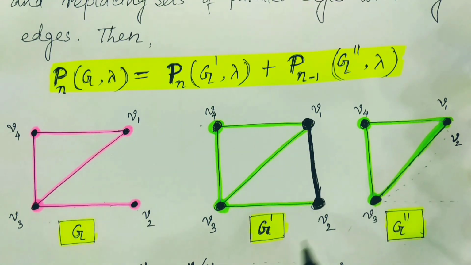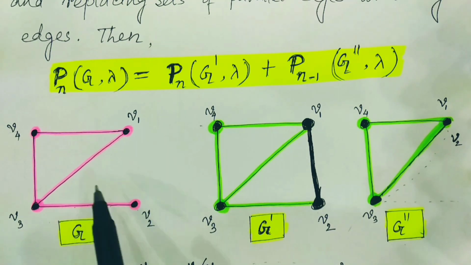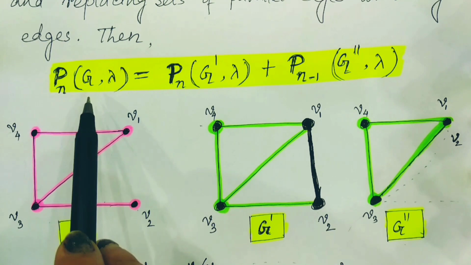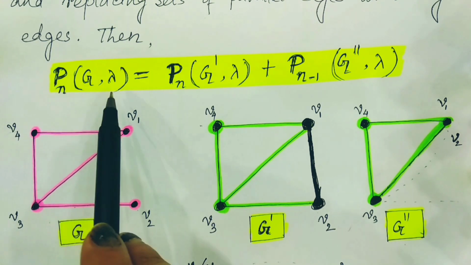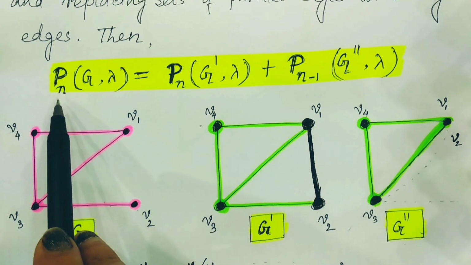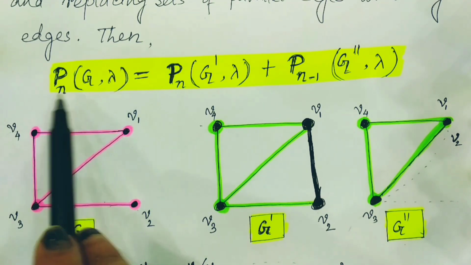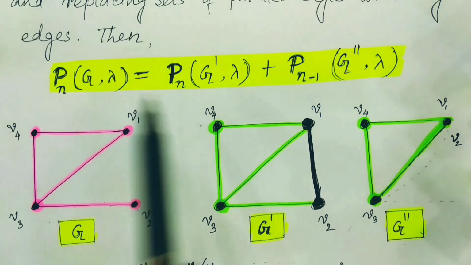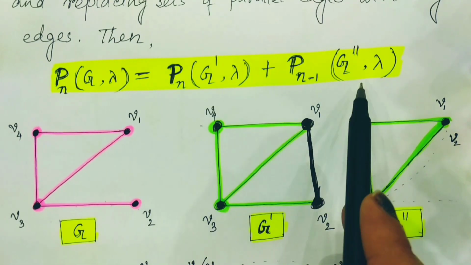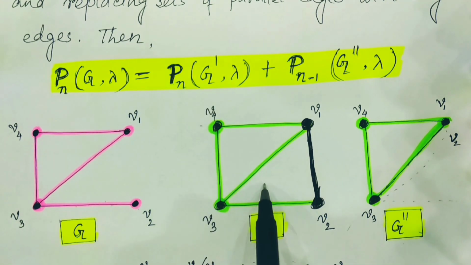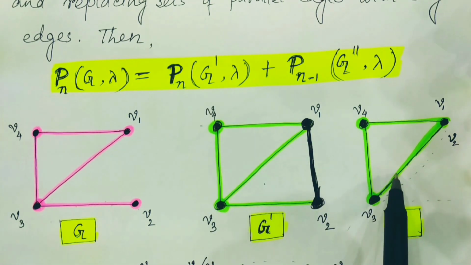After doing this, our requirement is to find the chromatic polynomial for this graph. This is the notation for the chromatic polynomial, that is P_n(G, lambda), where n is the number of vertices, G is the given graph, and lambda is the variable of the polynomial. This we will find by adding the chromatic polynomials of these two graphs. This one is the chromatic polynomial for this graph and this one is the chromatic polynomial for that graph.